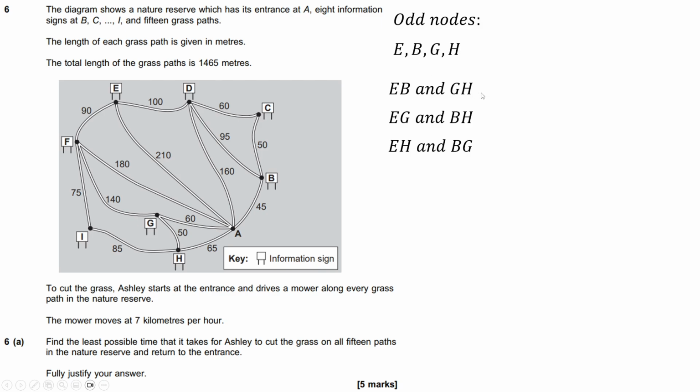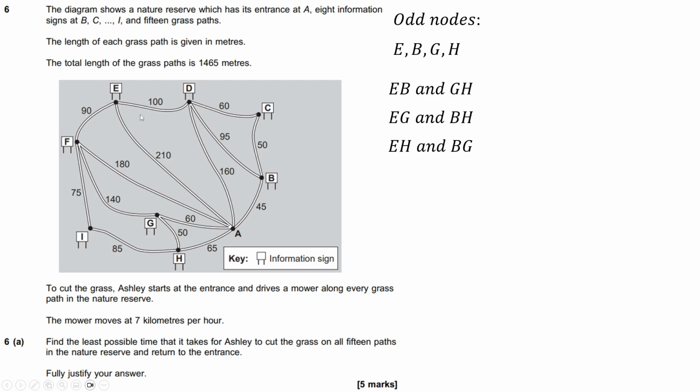Anyway, so EB plus GH. EB is from here to here. We need to find the shortest path. It's definitely not going to be anywhere to the left. Okay, it could be this one, so 210 plus 45 gives us 255. Let's see if we can make it any quicker. This is 100, and then this is 95. So 195 looks like it's the shortest so far.